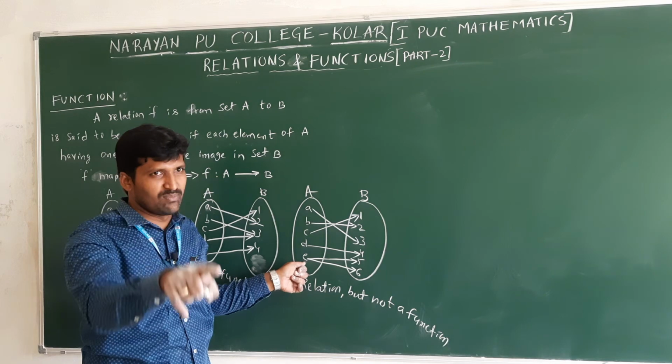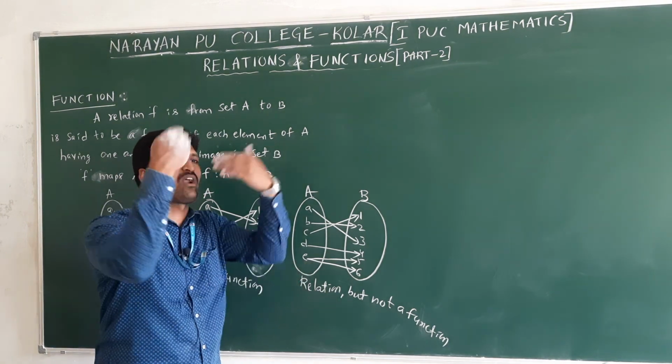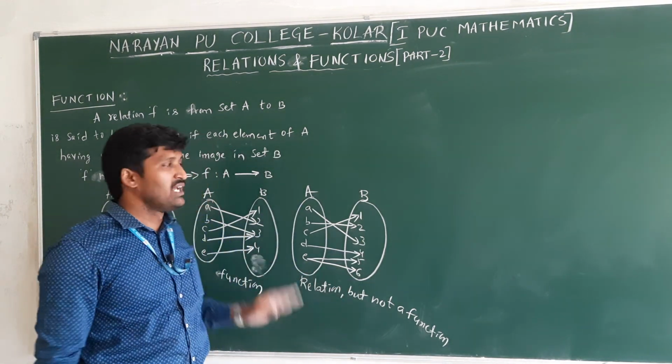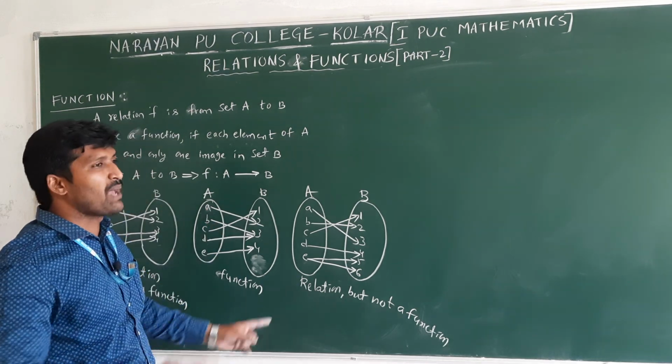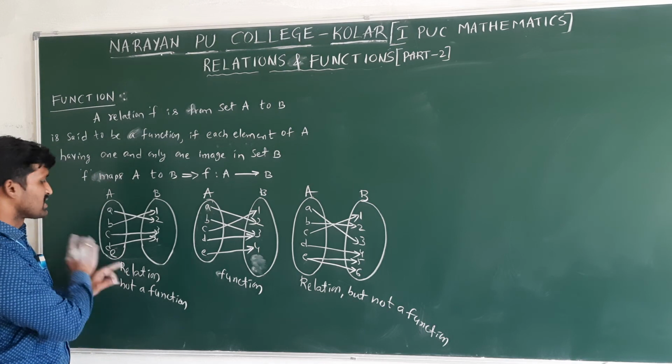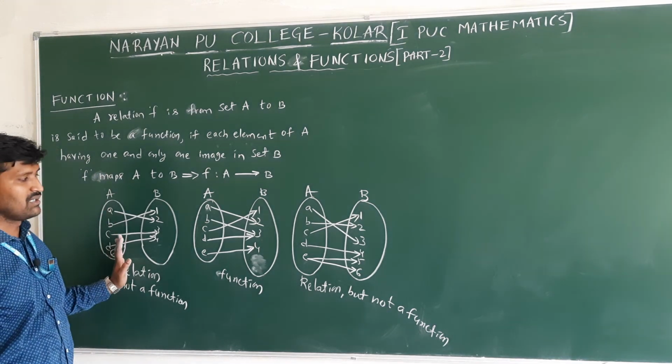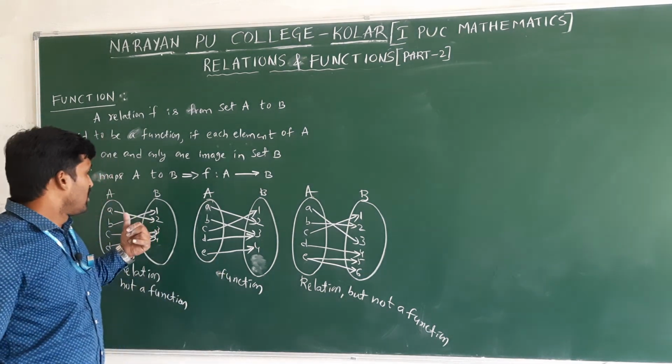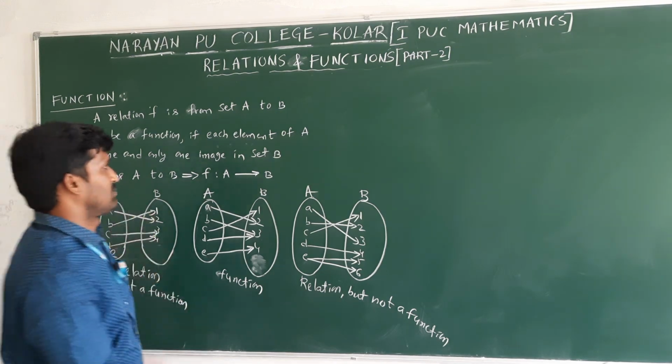In a relation, one object can be related with any number of elements. But in a function, that is not possible. One element is mapped with only one element, not with many. If any element is left out, that is not a function, but it is still a relation. Now, is it clear, did all of you understand? What is the difference between relation and function?